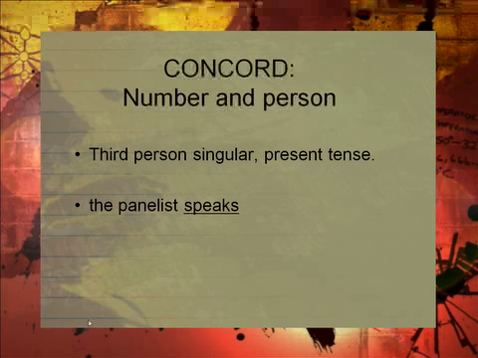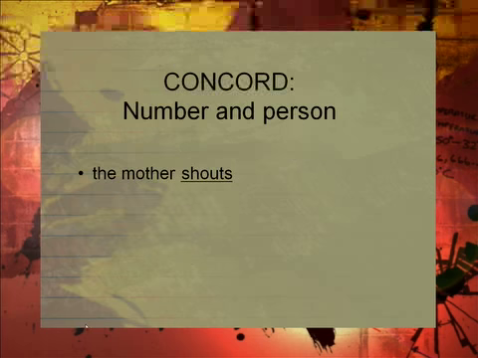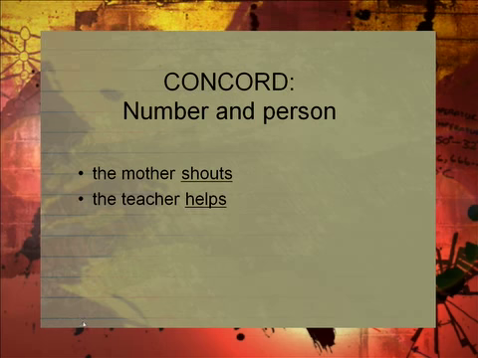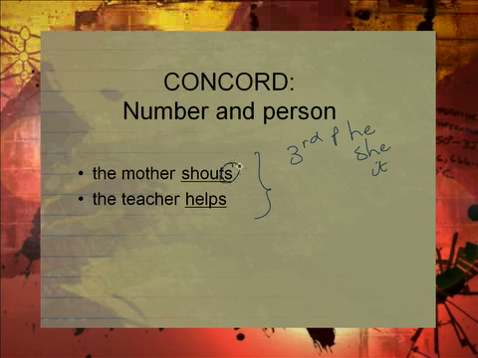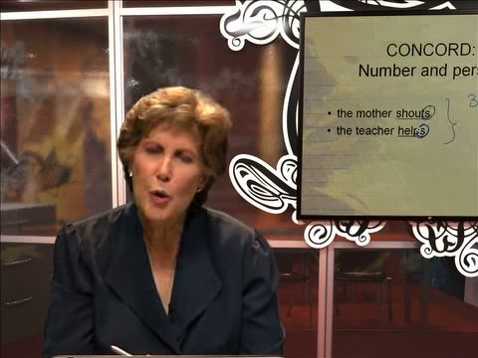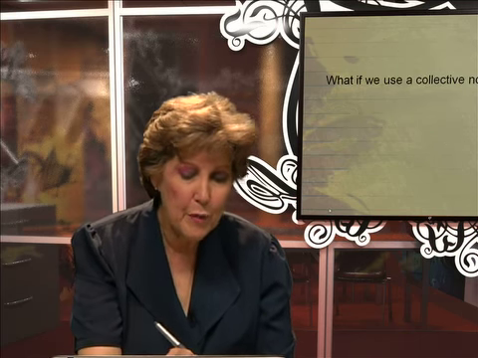Let's look at examples. The panelist speaks. The child eats. The boy plays. The mother shouts. The teacher helps. Every time you have the third person, that is he or she or it, in the present tense, there is this S at the end of the verb. So many students forget to write it.